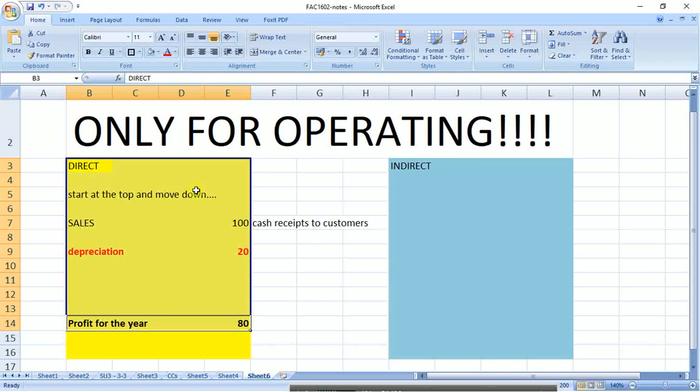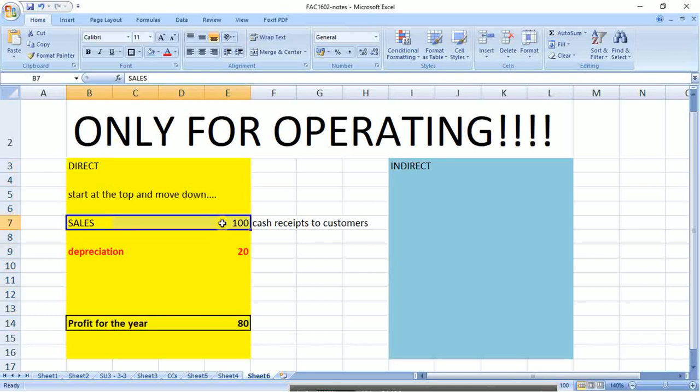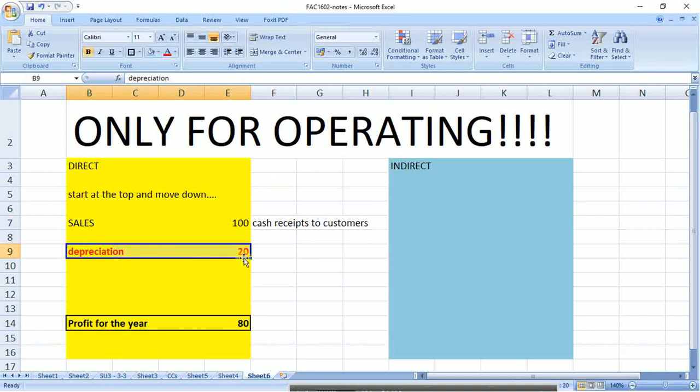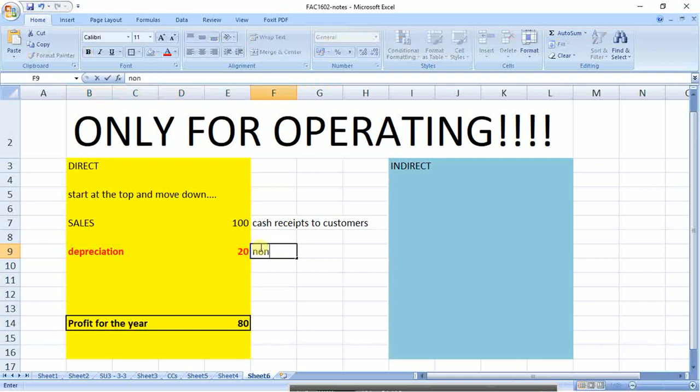Right, so what do I do? I start at the top. I go literally down the list. Anything that's a cash receipt, I'm going to look at it. Anything that's a cash payment, I'm going to look at it. Do I worry about depreciation? No, because it's non-cash. And there are others as well, like profit on sale of an asset.